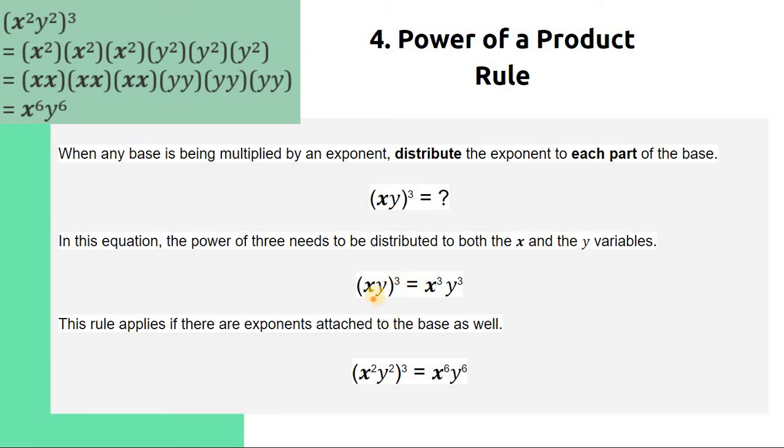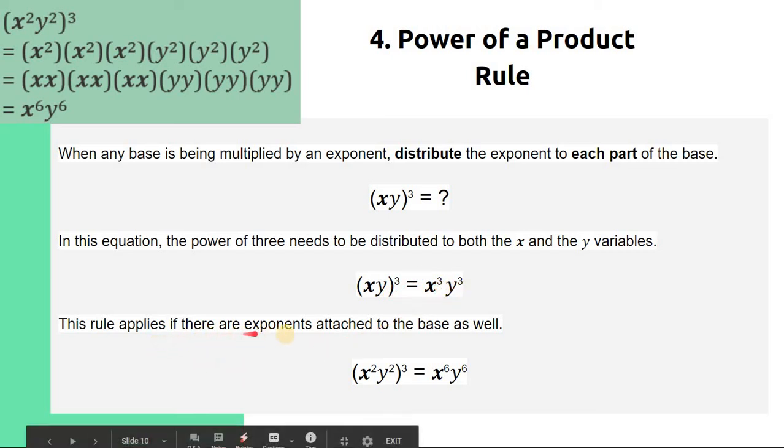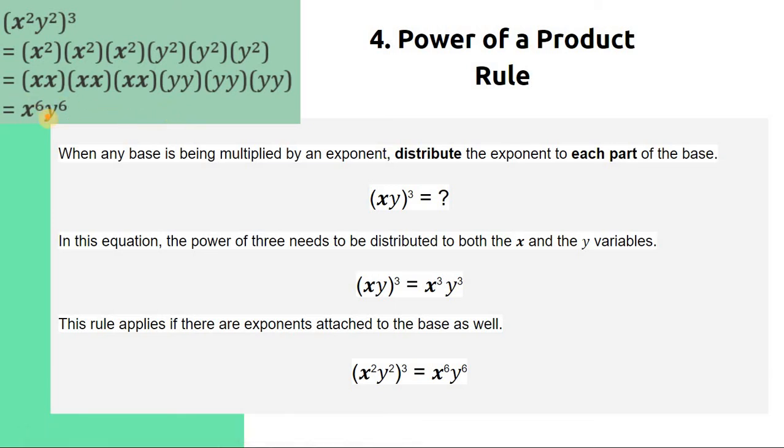So, yung ita-transfer mo lang yung base sa kabila and then lahat sila ay magiging to the power of 3. So, x to the power of 3, y to the power of 3. This rule applies if there are exponents attached to the base as well. So, kahit na meron silang sarili nilang exponent, ang gagawin mo ay i-multiply sila. So, x squared times 3, y squared times 3, magiging x6 and y6. So, ganun din, long form dito, it's still an expression of power of a product.